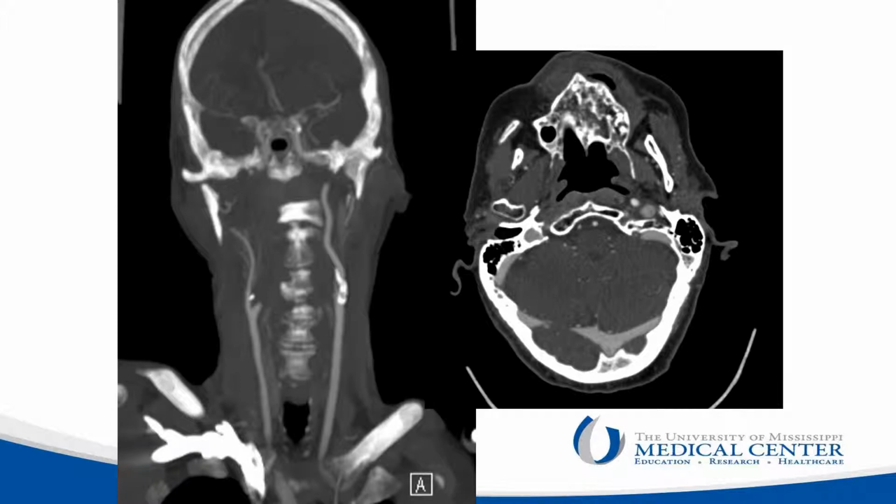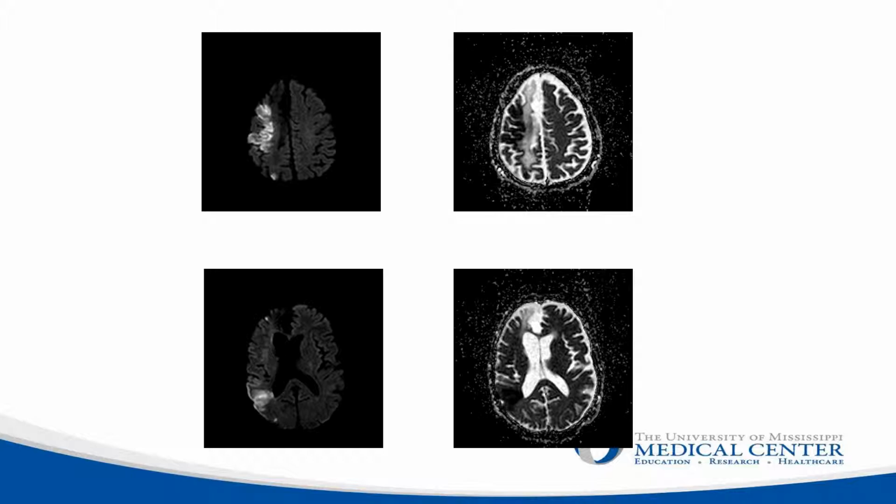When we look at the CTA, it's important to see what's not there, which is the normal enhancement of the right cervical internal carotid artery, which is occluded. On the MR, we can see restricted diffusion with corresponding ADC abnormality involving portions of the right middle cerebral artery territory and at the junction of the right middle and posterior cerebral arteries.